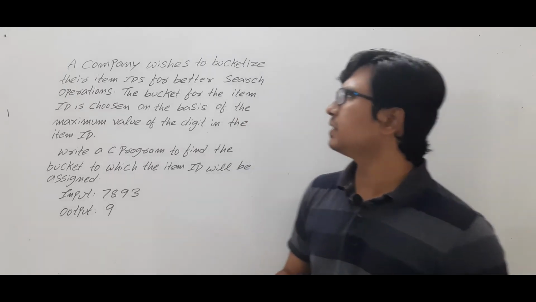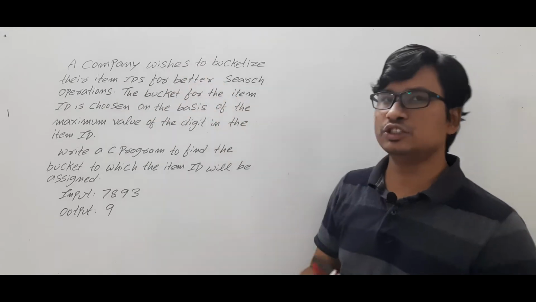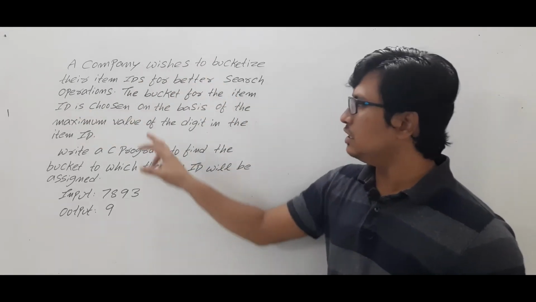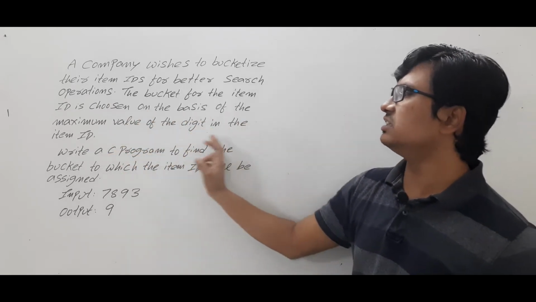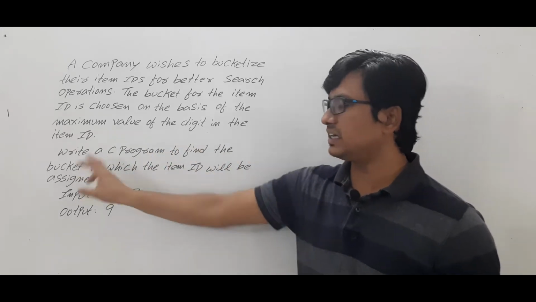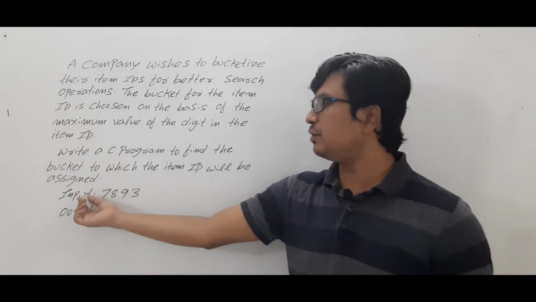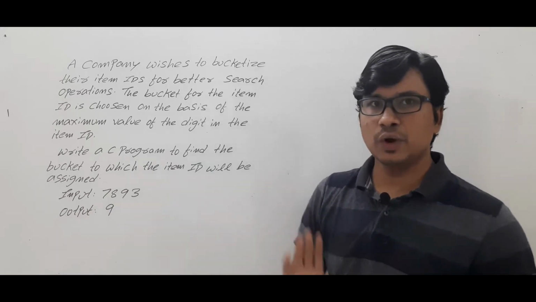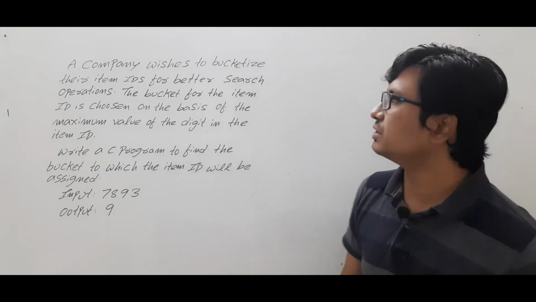Look at the question. A company wishes to bucketize their IDs for better search operations. The bucket for the item ID is chosen on the basis of the maximum value of the digit in the item ID. Write a C program to find the bucket to which the item ID will be assigned. For an example, they have given input as 7893 and output is 9. So I hope you have understood the question. If not, let me discuss for you.